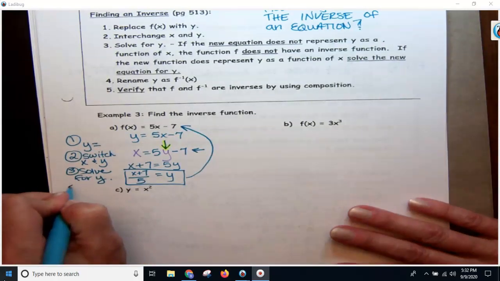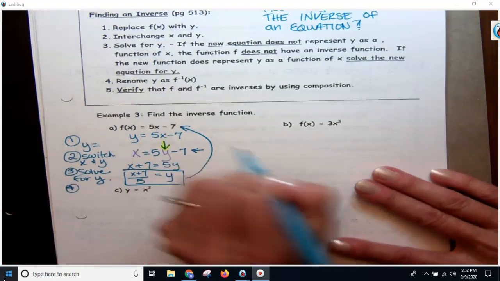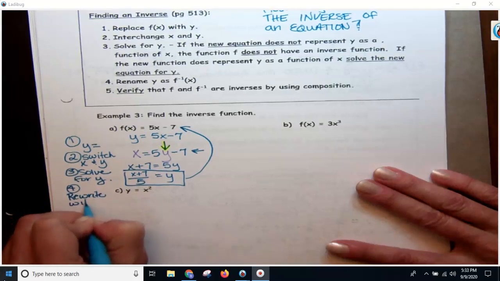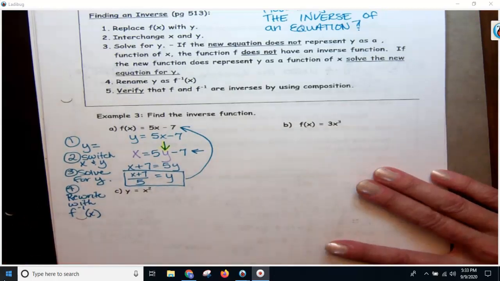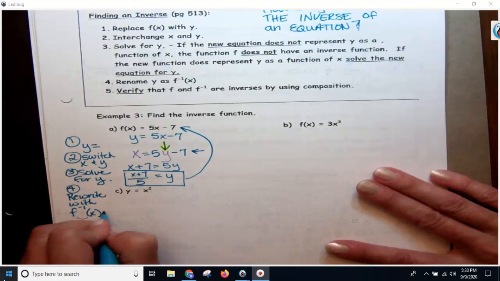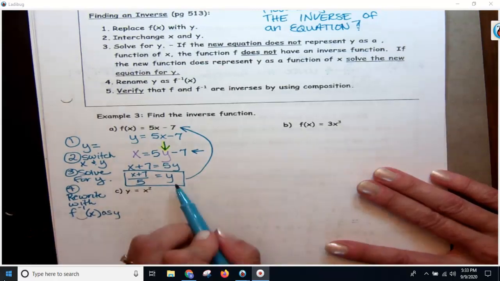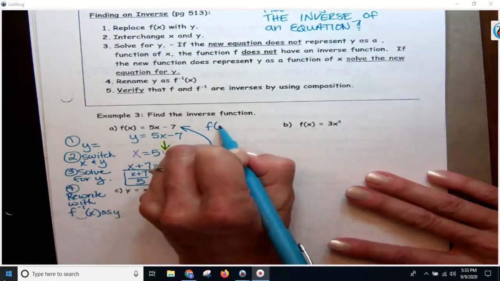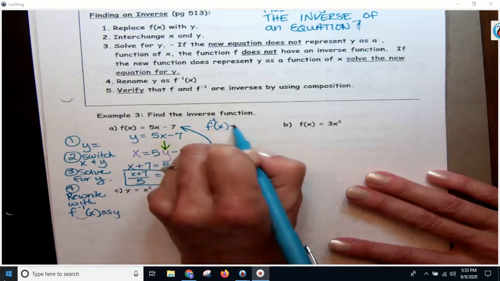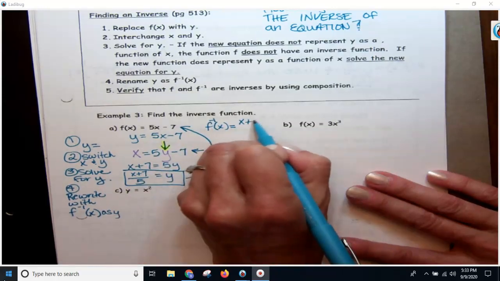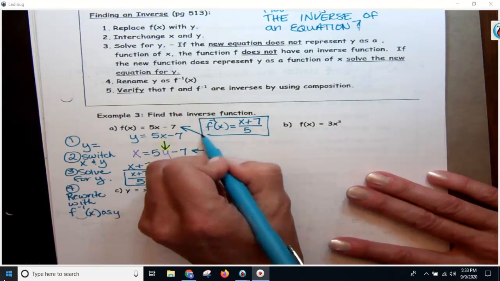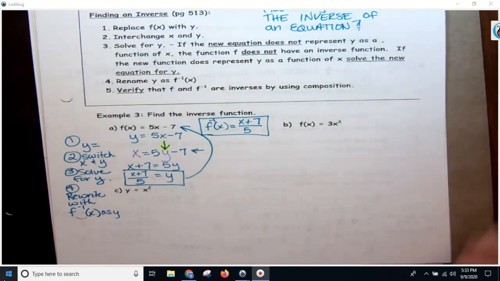Then for the last step, just to show, I'm going to rewrite it with f of negative 1 of x, the inverse, as y. So instead of y, I'm going to put this little sign here. So I would write f inverse equals x plus 7 divided by 5. And there you go. All right, let's do another one.